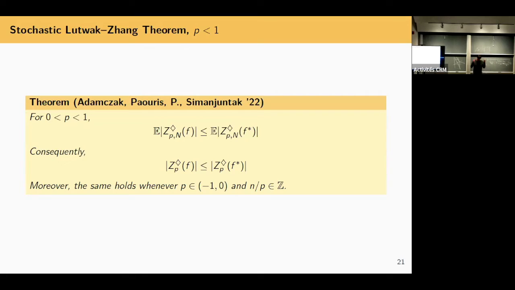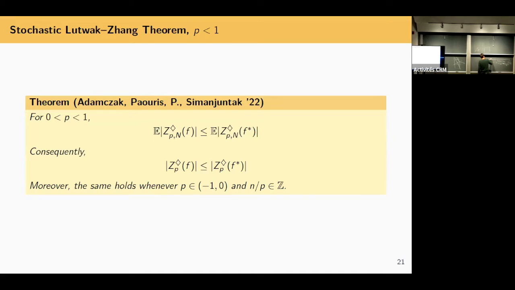What's the ingredient that makes the random version susceptible to some similar line of reasoning as what happens when P is bigger than 1? Okay, so let me fill this in just so it's clear what's being proved.